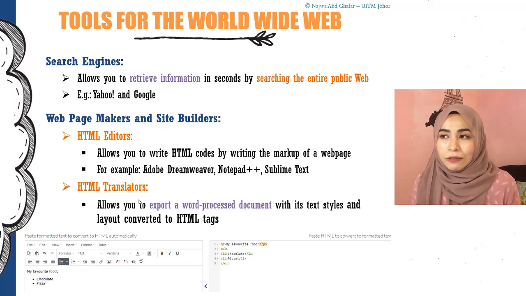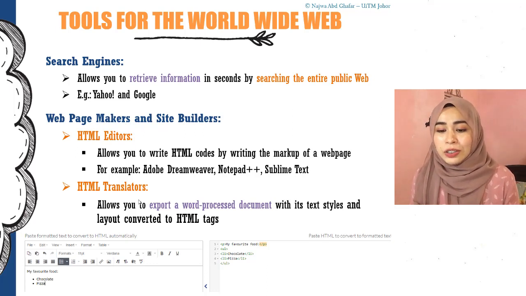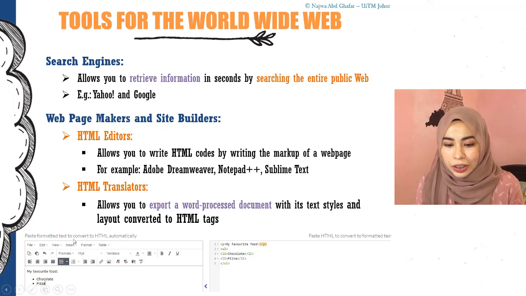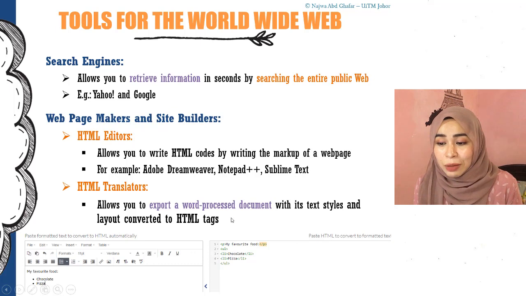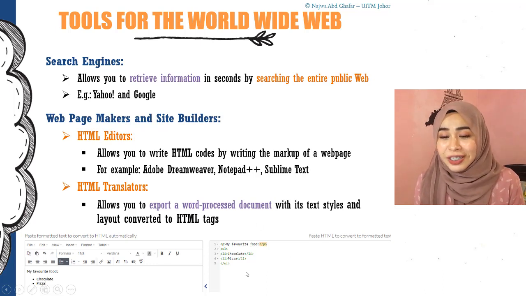But if you don't have basic knowledge of HTML, or you can't write web pages using HTML, you can just use an HTML translator, because an HTML translator allows you to export a word processor document with its text styles and layout converted to HTML tags. For example, if you take a look here, this is an example of an HTML translator. You write, let's say, my favorite food, and the next part you want to make it a list. This is how you want to present your data within your website. If you click convert, it will convert what you see here to an HTML file, which is written in HTML. So it's easier because whatever you write is converted into HTML tags. If you don't have HTML knowledge to create your website, then you can just use HTML translators.